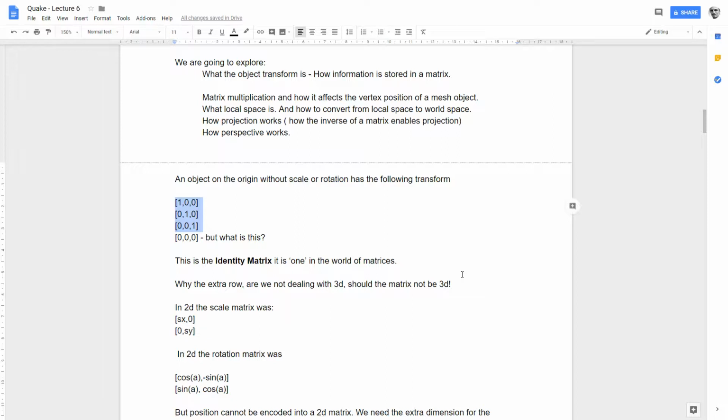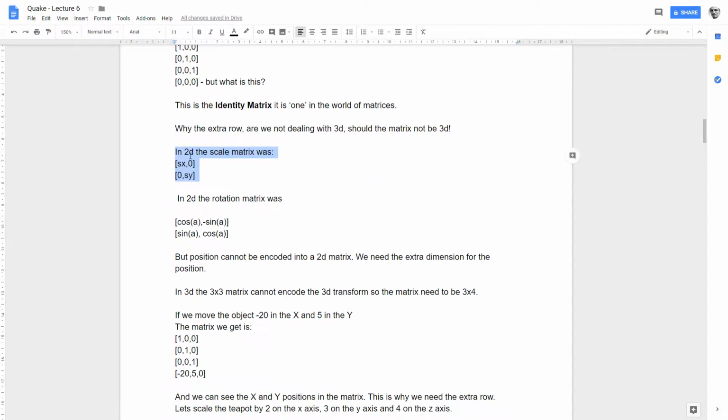However, we can't encode all of the information of 3D in a 3D matrix in the same way as we were unable to encode all of the information about 2D in a 2D matrix. So when we looked at the 2D matrix, we could see that the scales Sx and Sy were encoded along the diagonals of the matrix, and in the 2D rotation we could see that the rotation formula again was encoded in the matrix with cosine A, minus sine A, sine A, cosine A.